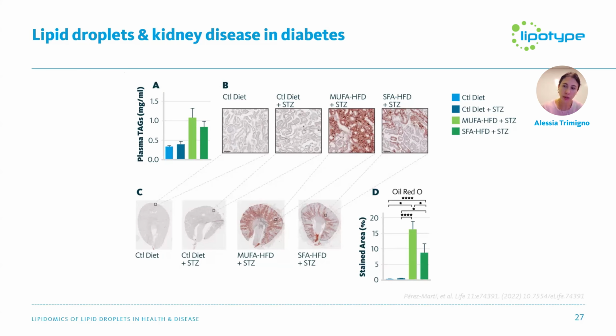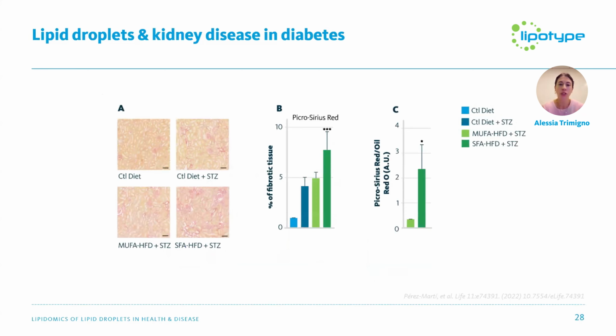So then they thought, is this lipid accumulation also generating damage? So they measured the percent of fibrotic tissue, in this case with Picrosirius red staining. And you can see that this was specifically higher in the case of the saturated fatty acid diet. This is even clearer when we normalize the percent of fibrotic tissue by the amount of lipids that were stored, so the Oil Red O staining that we saw from the figure before. So saturated fatty acids are generating higher damage in the kidneys.